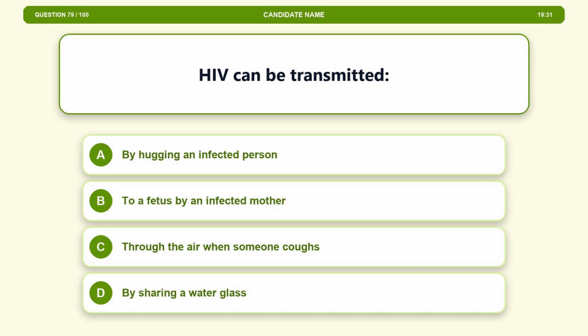Question 79. HIV can be transmitted. Option A, by hugging an infected person. Option B, to a fetus by an infected mother. Option C, through the air when someone coughs. Option D, by sharing a water glass.